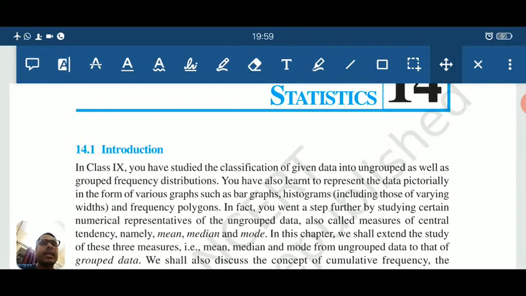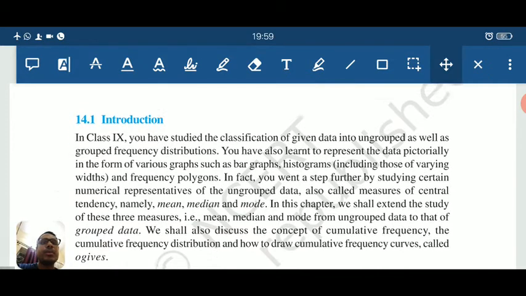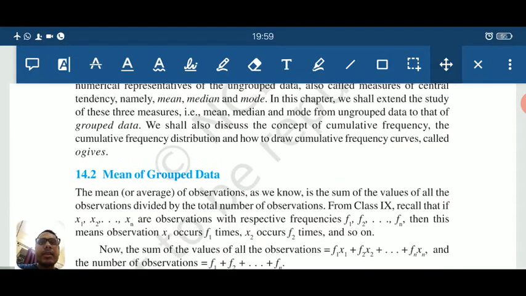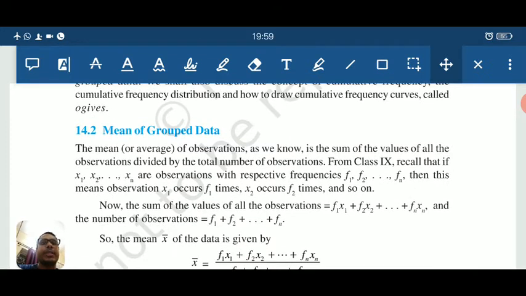So basically, in the previous class, class 9th, we got to know how to find the central tendencies using mean, median and mode. In this class, we'll be repeating the same. However, that will be only for grouped data, not for ungrouped data. So how to find the mean of grouped data?